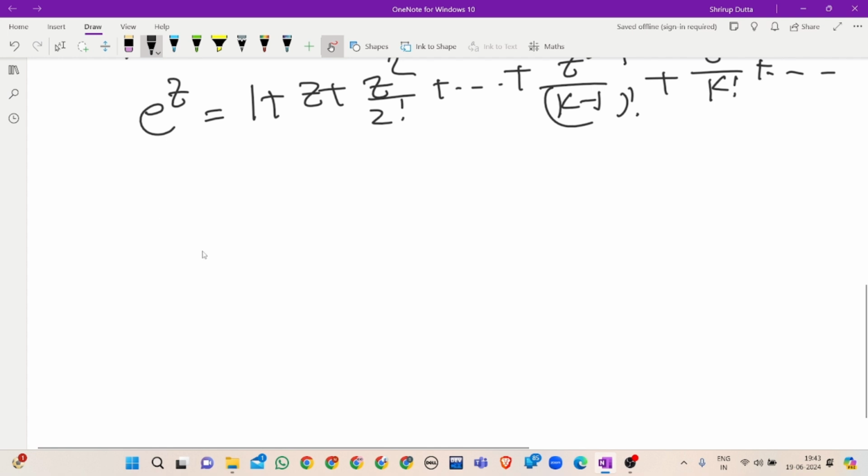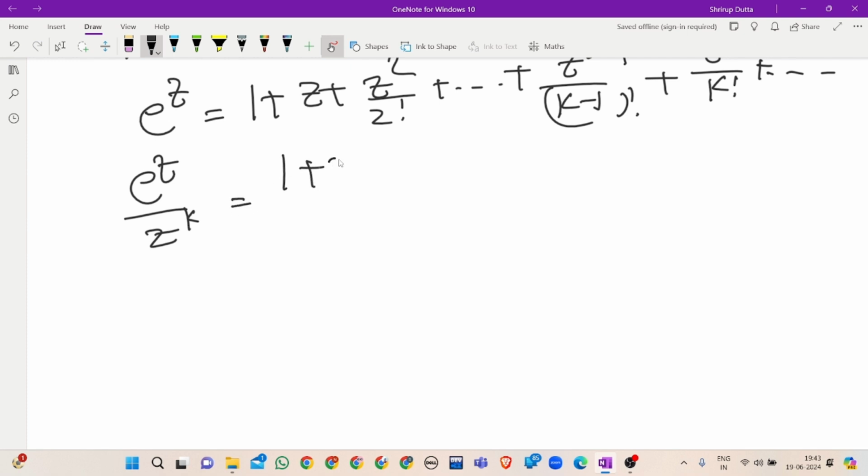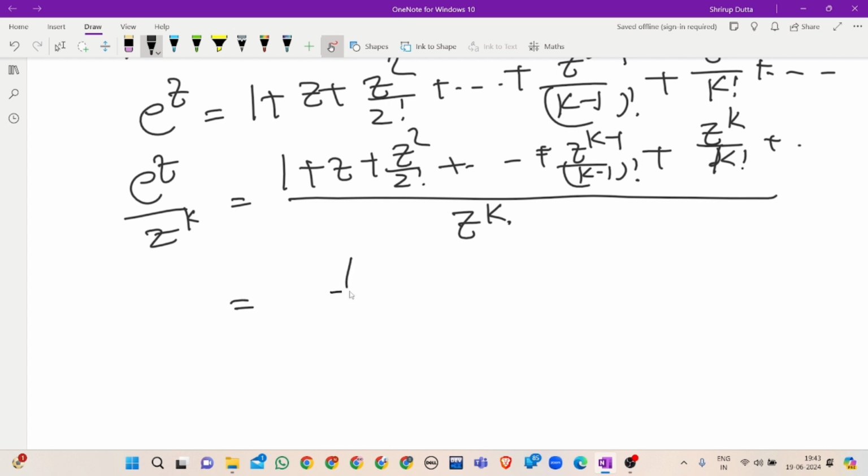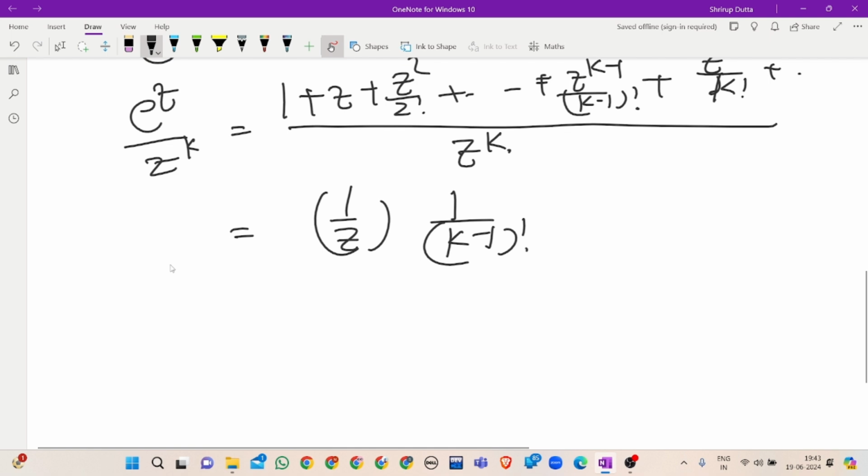And e to the power z by z to the power k is given by 1 plus z square by 2 factorial plus dot dot dot plus z to the power k minus 1 by k minus 1 factorial plus z to the power k by k factorial, all divided by z to the power k. So the coefficient of 1 by z is given by 1 by k minus 1 factorial.